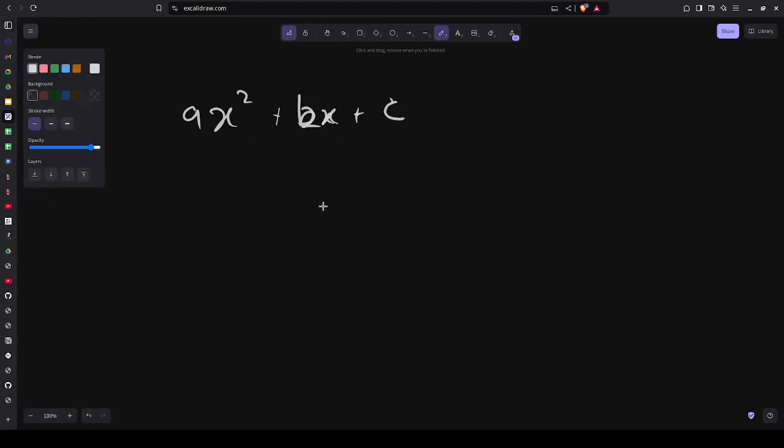This is a polynomial of degree 2, right? How many points do I need to represent this polynomial? 3. There can be any 3 random points, right?